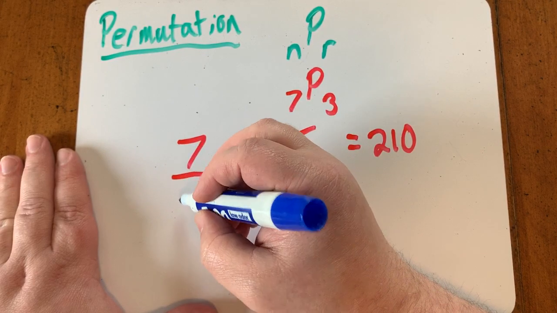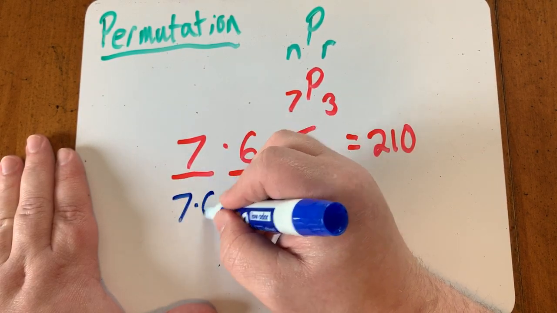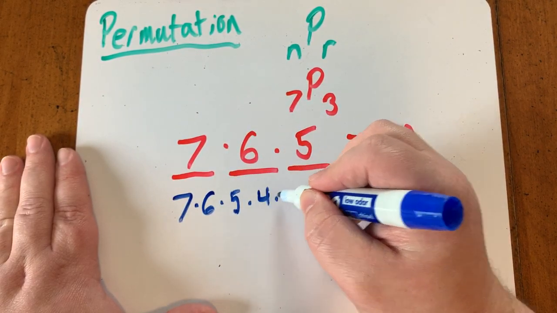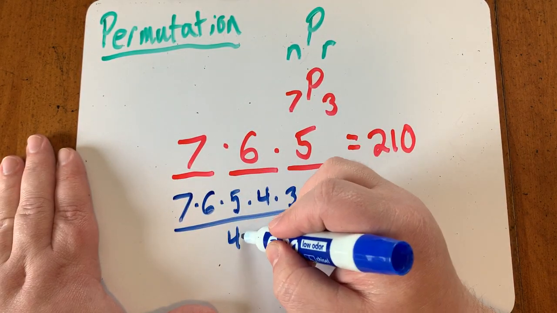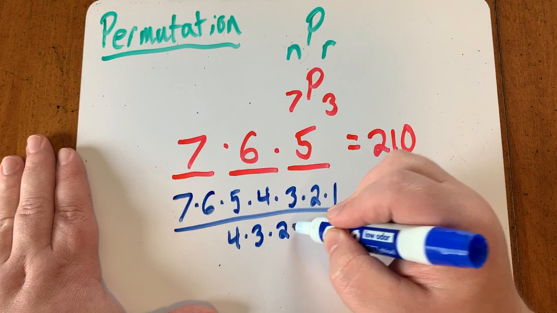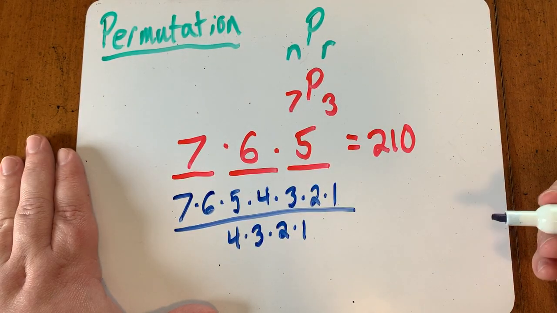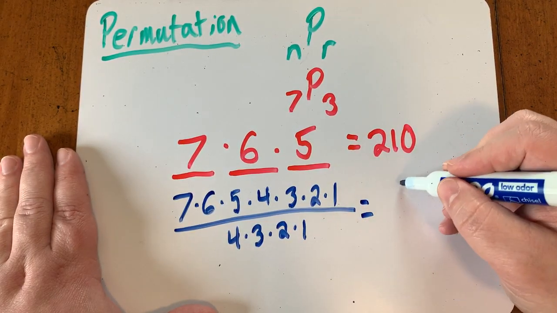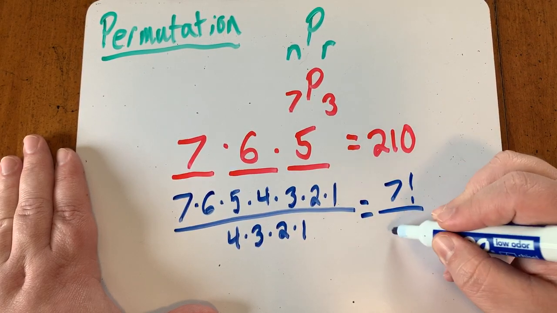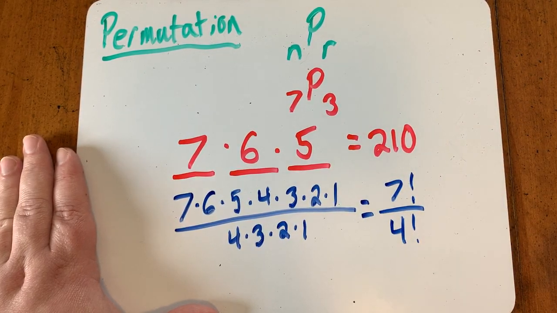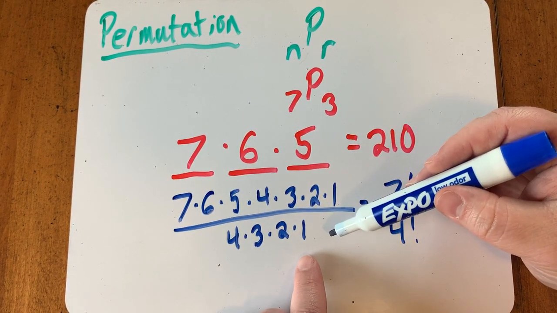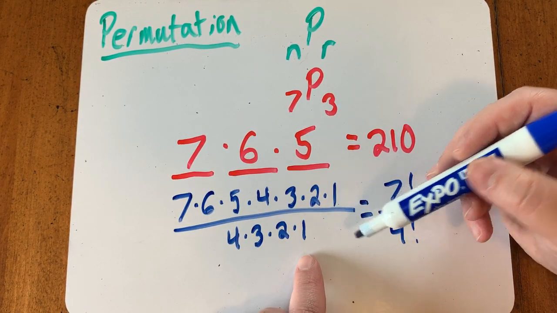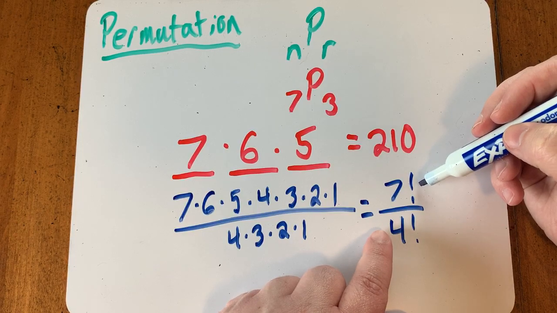But this is like if you took 7 times 6 times 5 times 4 times 3 times 2 times 1, but divided off the 4 times 3 times 2 times 1. So that's 7 factorial divided by 4 factorial. So we're dividing off all these possibilities from our original factorial.